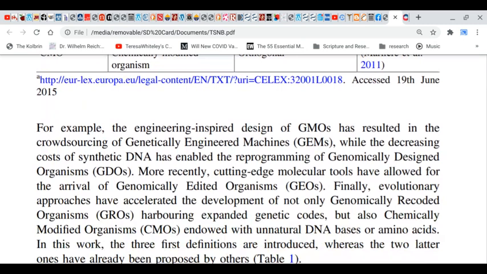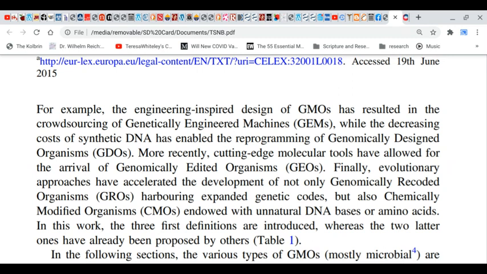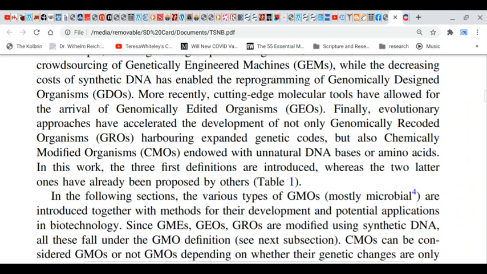For example, the engineering inspired designs of GMOs has resulted in the crowdsourcing of genetically engineered machines, while decreasing cost of synthetic DNA has enabled the reprogramming of genomically designed organisms. More recently, cutting edge molecular tools have allowed for the arrival of genomically edited organisms. Finally, evolutionary approaches have accelerated the development of not only genomically recoded organisms harboring expanded genetic codes, but also chemically modified organisms endowed with unnatural DNA bases or amino acids.